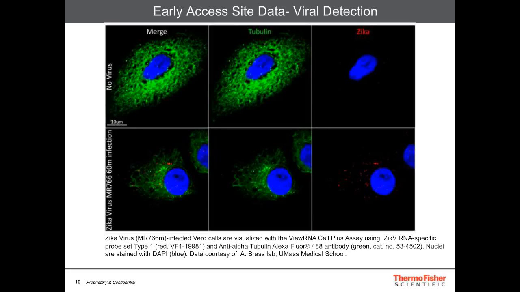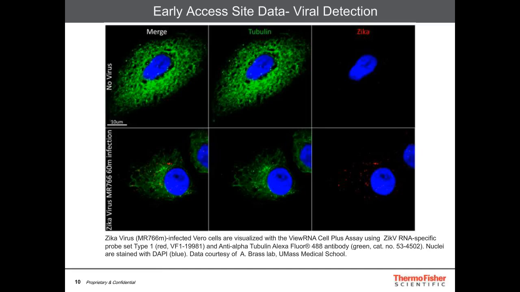Now I want to show you a little bit of data from some of our early access sites. And this is really exciting. This is looking at expression and infectivity, and this is looking at Zika virus. So these are Vero cells that have been infected with Zika virus and stained for tubulin. We can see in the top row of images, these are uninfected cells. I'll draw your attention to the image on the top right, where we're looking at Zika virus expression, and it should be in red. These cells are not infected, so there's no expression of Zika virus.